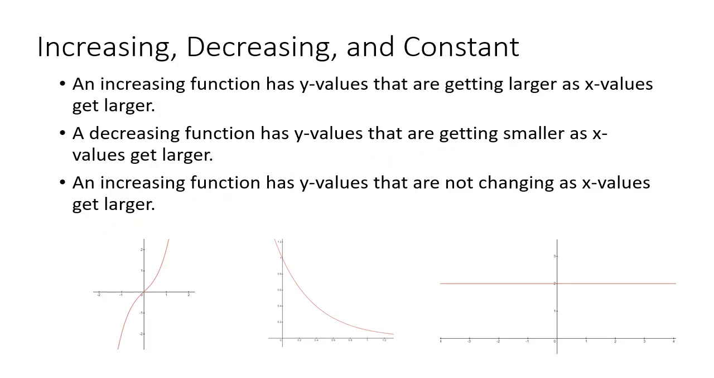In addition to domain and range, we can classify a function, or at least portions of a function, as what are called increasing, decreasing, or constant. So an increasing function, like this picture on the far left, is a function whose y values are getting bigger as the x values are getting bigger. And we always read from left to right to determine increasing, decreasing, or constant.